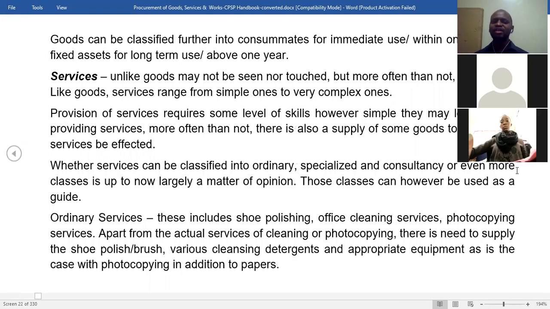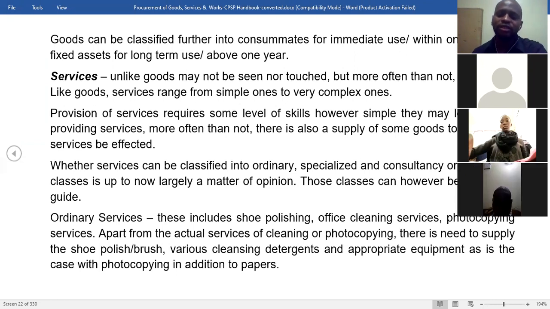Goods can be classified further into immediate use, and these are goods that are used for a shorter period of time, maybe less than 1 year. For example, we have consumable goods, goods that are going to be used immediately. And we have those non-consumable goods, goods that are not basically going to be consumed by human beings, but they play a very critical role when it comes to the performance within the organization.